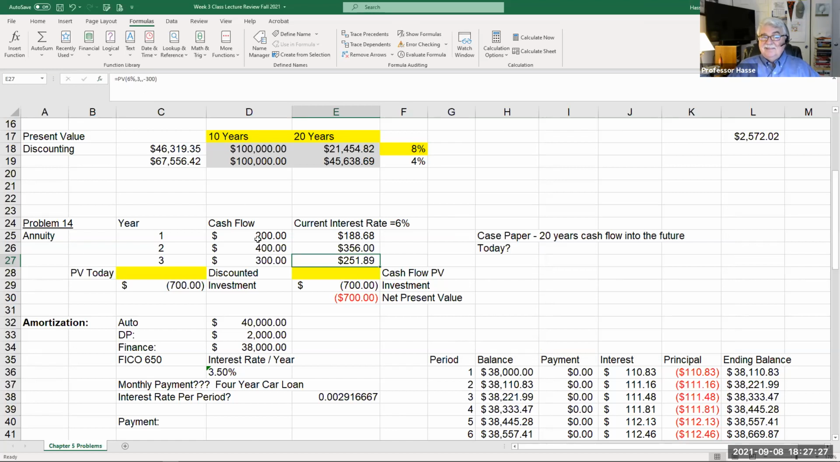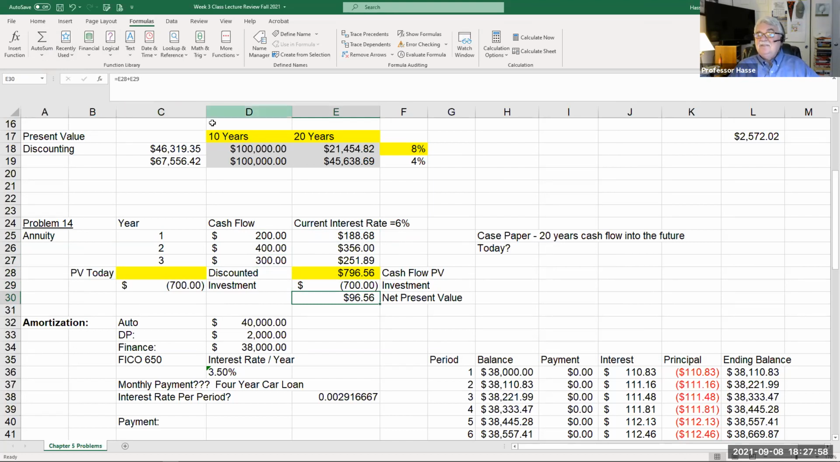So this $900 to be received over the next 3 years, actually today at a 6% discount rate has a present value of $796.56. It's still a good investment. I'm making $96.56 in today's dollars off this investment. So that's pretty good. It's positive.